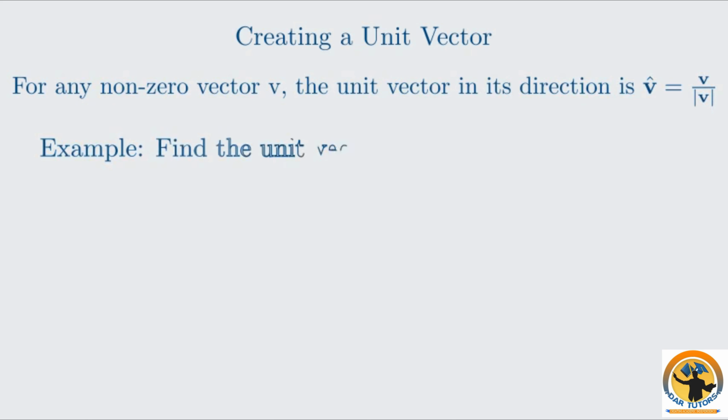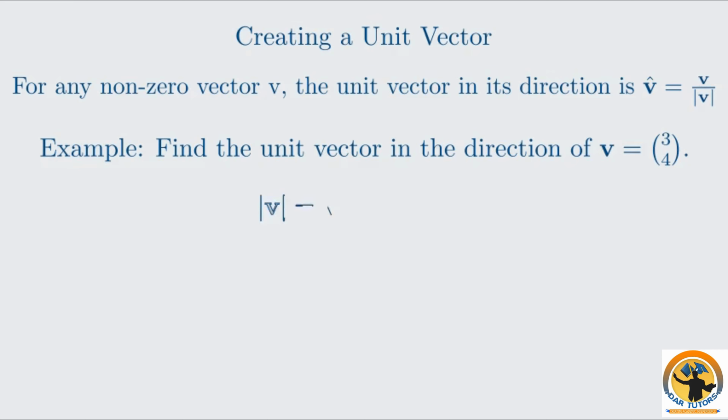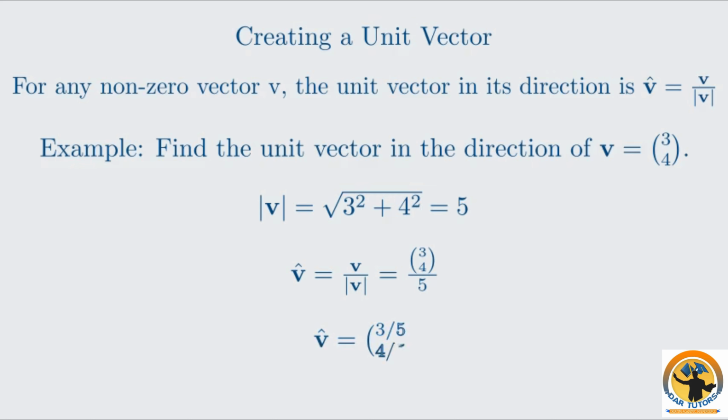Let's find the unit vector in the direction of v equals 3, 4. First, we need the magnitude of v. We already calculated this in a previous example. The magnitude of v is the square root of 3 squared plus 4 squared, which is 5. Now we apply the formula. The unit vector v hat is the vector 3, 4 divided by its magnitude, 5. This gives us the unit vector 3/5, 4/5. This vector has a length of 1 and points in the same direction as the original vector, 3, 4. This technique of normalization is a powerful tool for working with vectors.